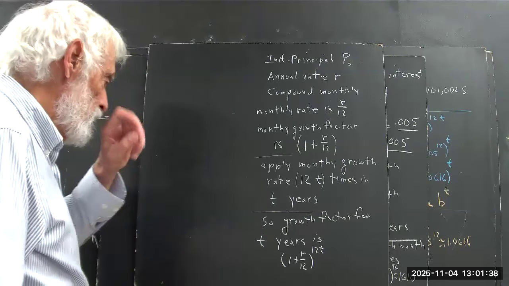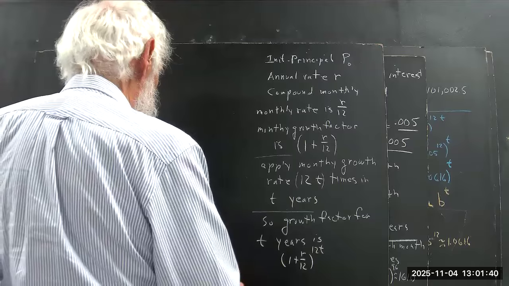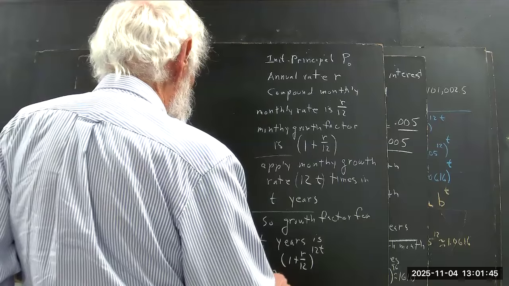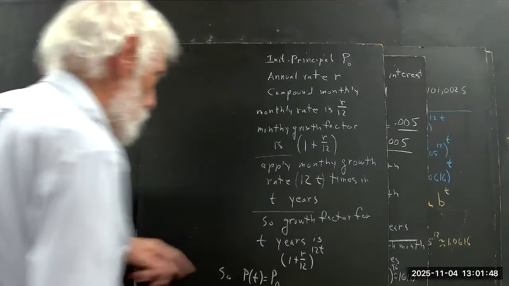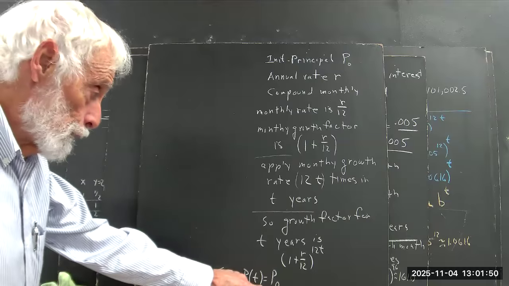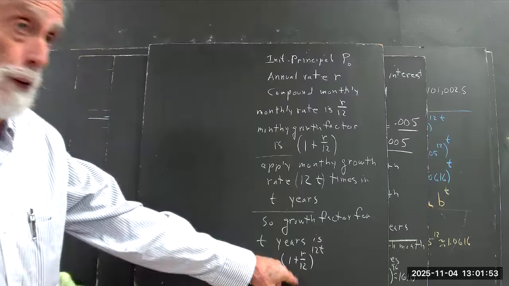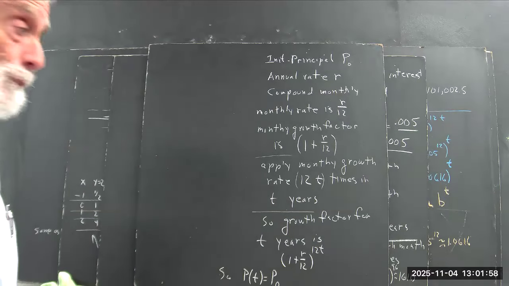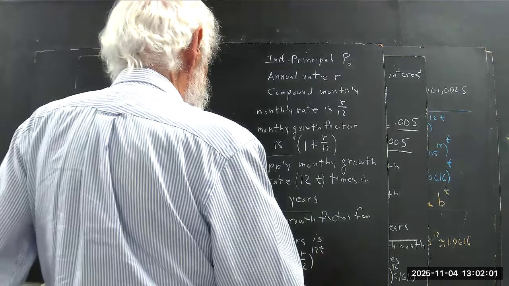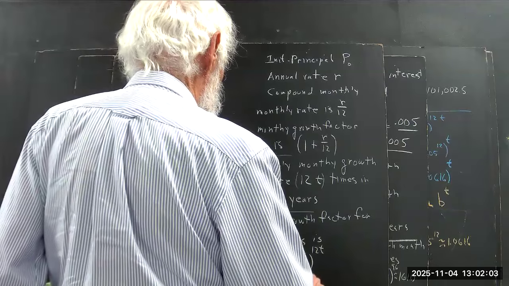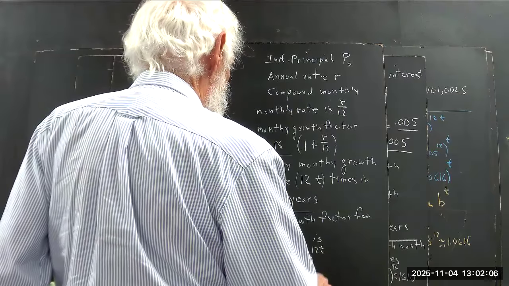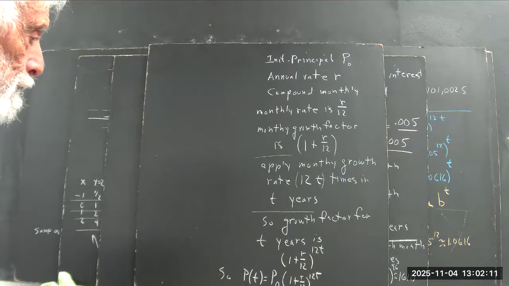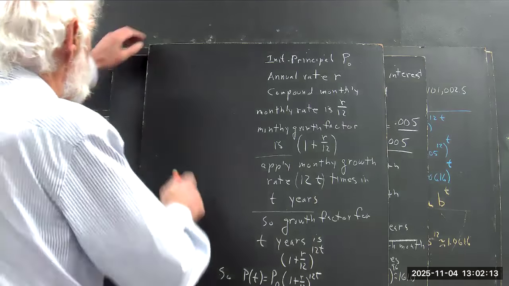So that's a growth factor of 2 years. So how do you get the amount, your principal after 2 years? You start with your initial amount and multiply it by your growth factor. Your 2 year growth factor, okay? Which is this. Okay, now.